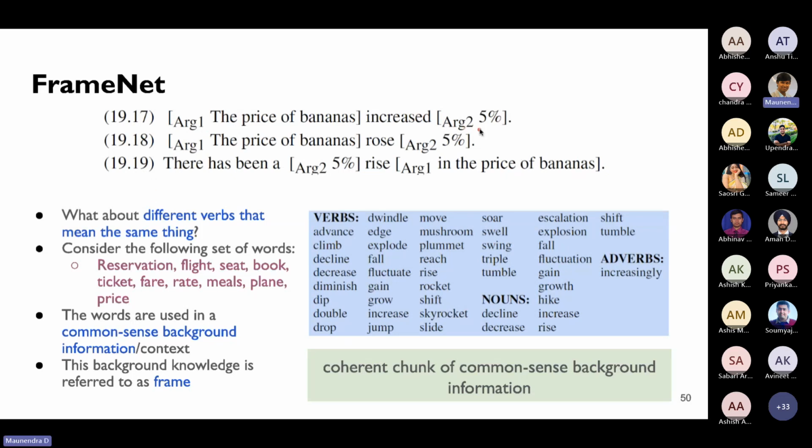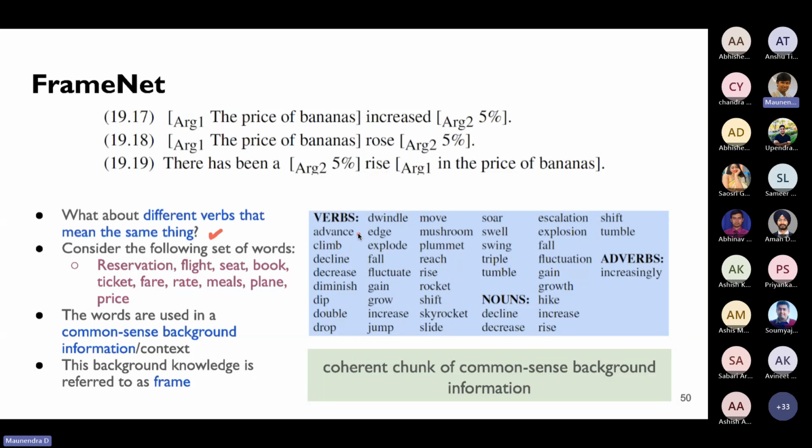The price of bananas increased 5%. The price of bananas rose 5%. There has been a 5% rise in the price of bananas. Increase, rose, rise, all are essentially used in a similar context and mean similar kinds of things. So what about the different verbs that mean the same thing? They typically are surrounded by some other very common or similar words like reservation, flight, seat, book, ticket, fare. All are possibly about booking kind of stuff. So the words are used in a common sense background information, and this background knowledge is called a frame. So this is a frame.